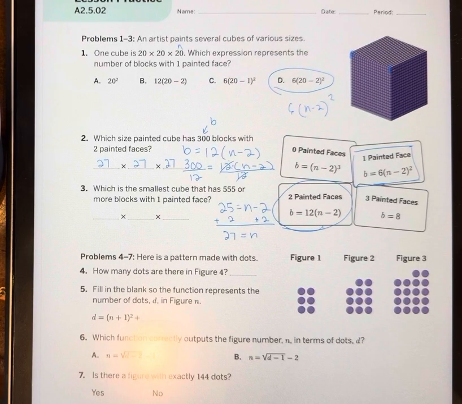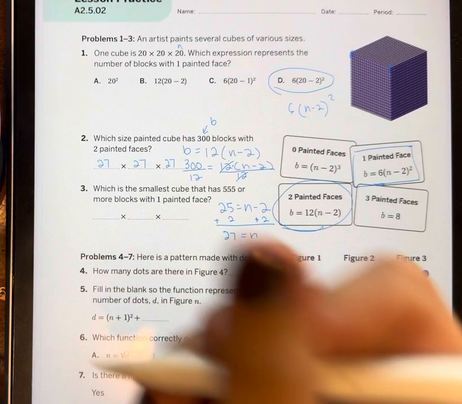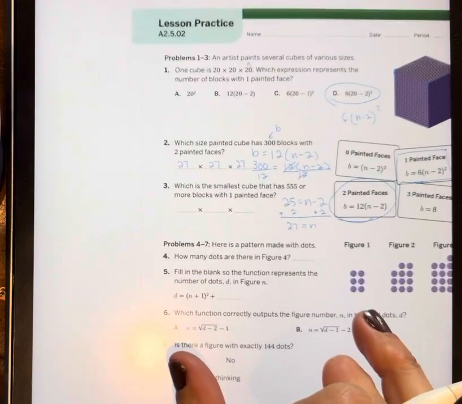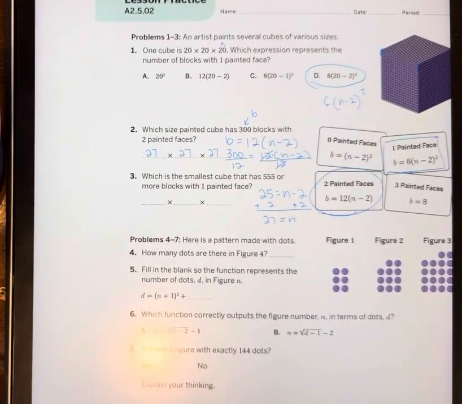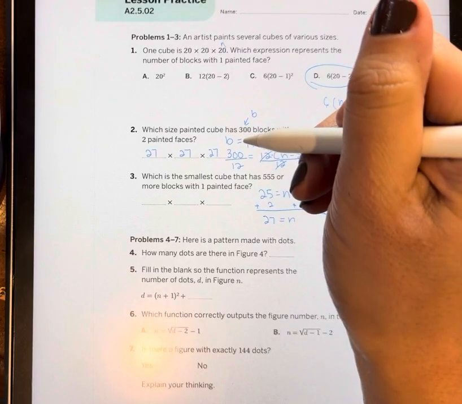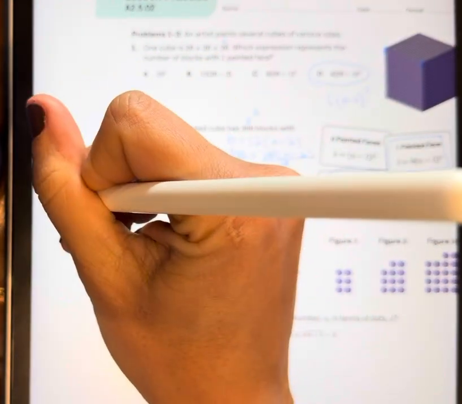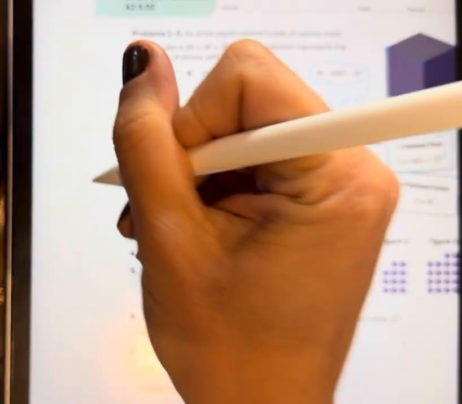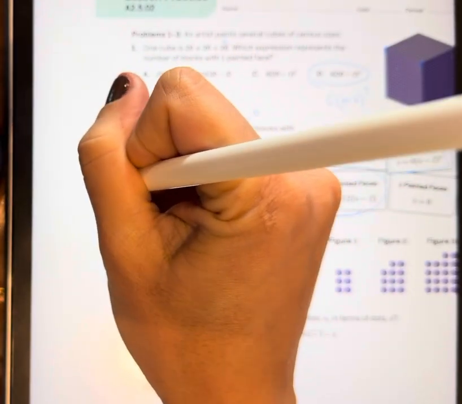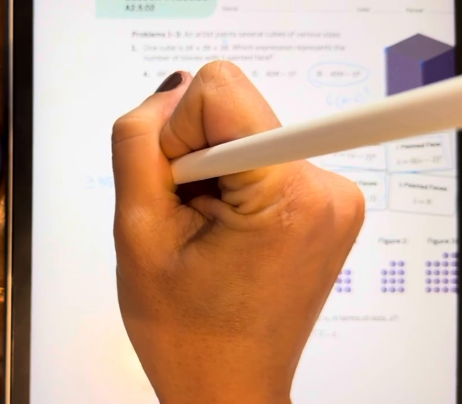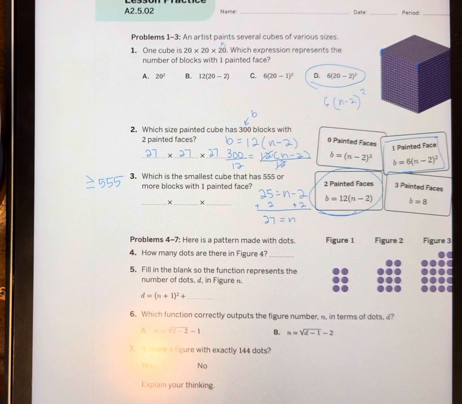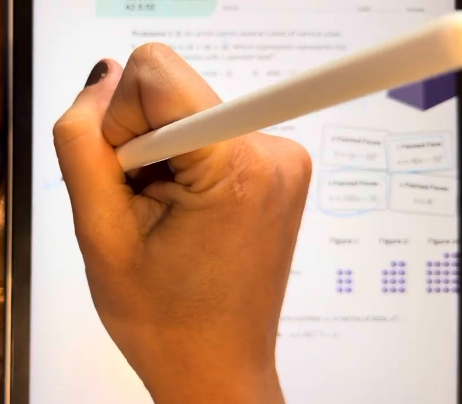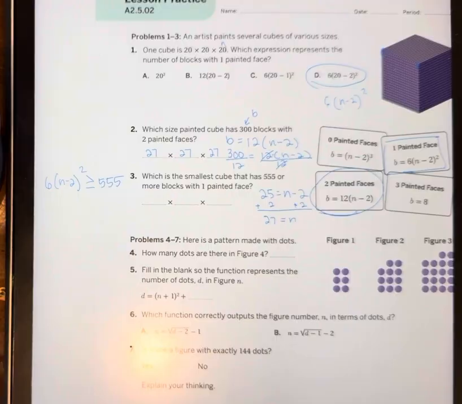Okay. What's the smallest cube that has 555 or more blocks with 1 painted face? So for this one, to do it the true way, we need an inequality. We don't want it to be equal to 555. We want what we have to be greater than or equal to 555. So we want 555 or more with 1 painted face. So that was our 6 times n-2 squared stuff.